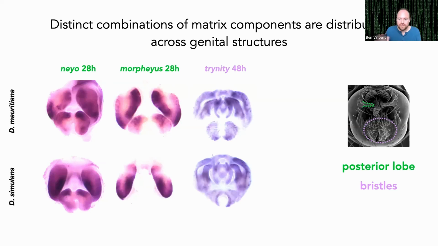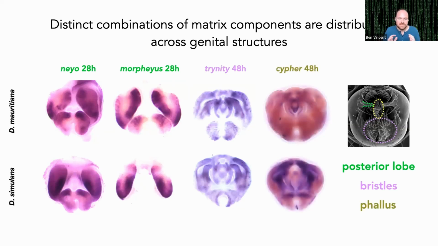So there are bristles all over the genitalia, but you can see them most clearly in this bottom structure. And this last one, Cipher, is expressed in the phallus in the middle of the tissue. Now, all of these genes have differences between these species, especially Cipher. Its pattern looks completely different. I have no idea why. And so in the future, I want to figure out how all of these genes are regulated using the method that I described before, and also how they work together in order to shape this tissue.